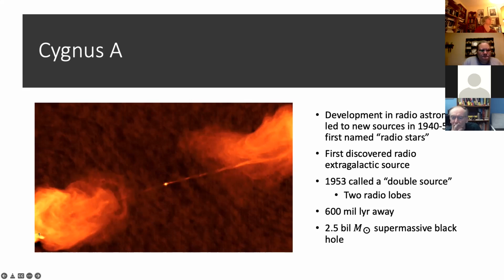So these large radio lobes that we see correspond to a distance of about 300 times the diameter of the Andromeda Galaxy. Despite the fact that this is extremely far away, these lobes are so large and bright that we're able to see them all the way back in the 1950s.